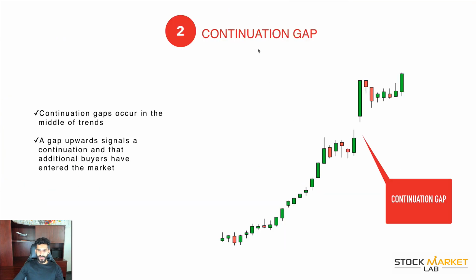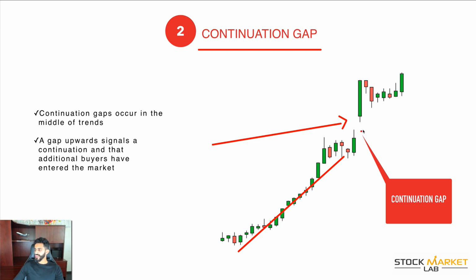Next, we have a continuation gap. This is a good gap. This is a gap you can trade. What's a continuation gap? Continuation gaps happen in the middle of trends. A gap upward signals a continuation and that additional buyers have entered the market. So for example, stock is going on an uptrend. You see a gap. This is known as a continuation gap.